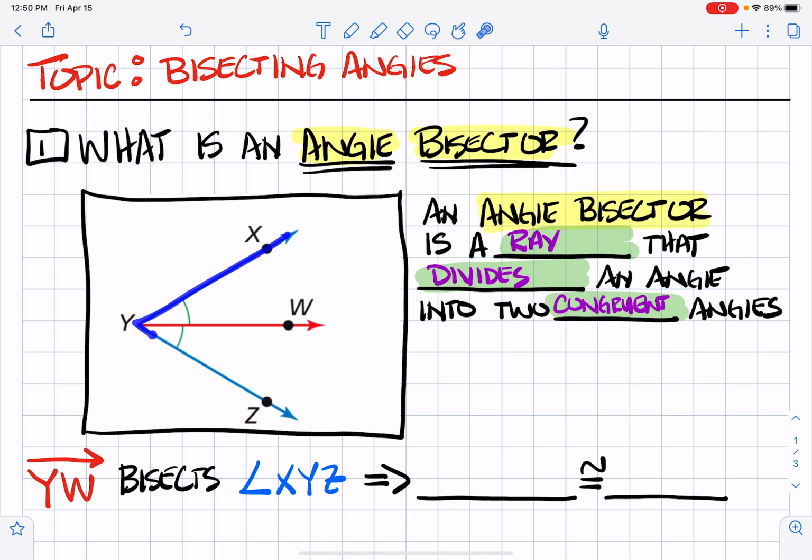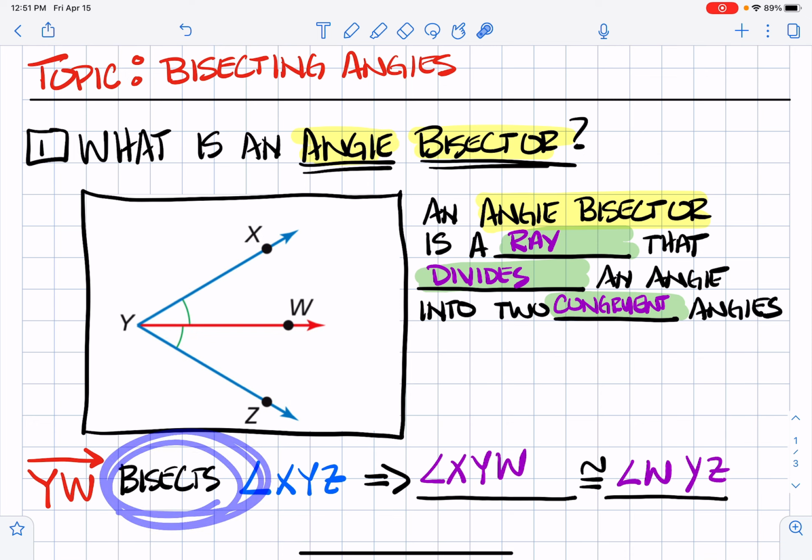So take a look at this picture over here, okay? I have a big angle here, X, Y, Z. I have ray YW, and it says right here that ray YW bisects angle XYZ. So therefore, we can conclude that angle XYW, this angle here, is congruent to angle WYZ. So it's congruent to this one over here. So that means that this angle and this angle are the same because we know it bisects it. That's the whole point, okay? That's everything you need for box 1.